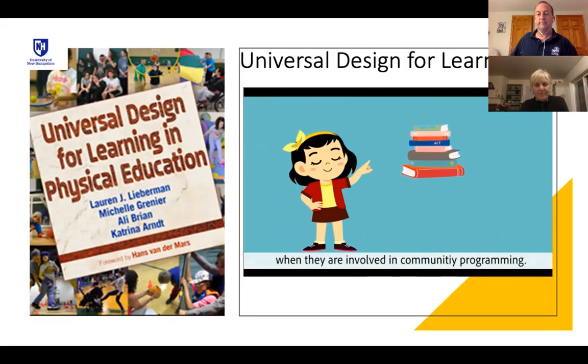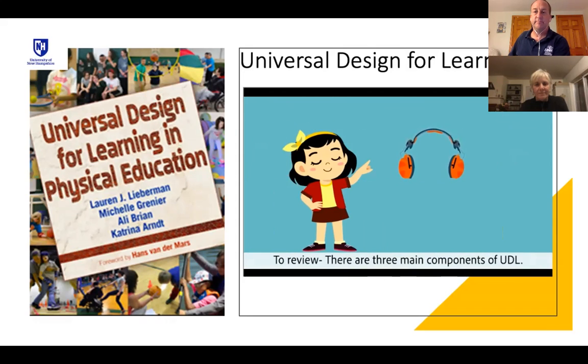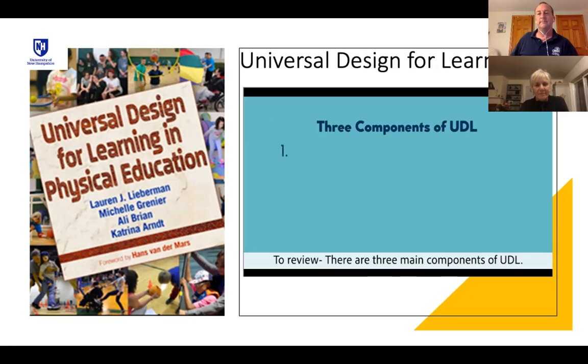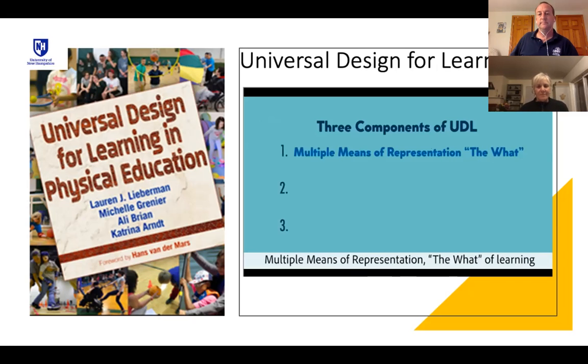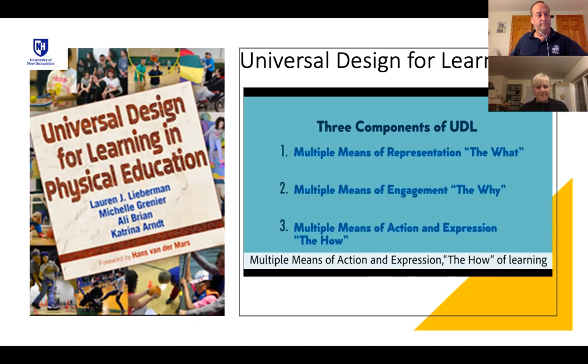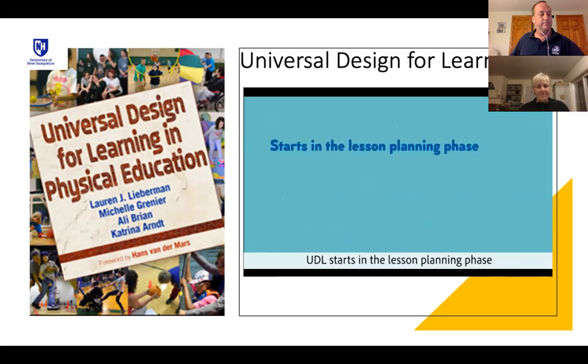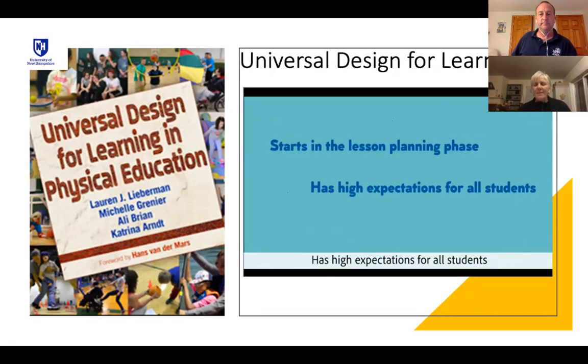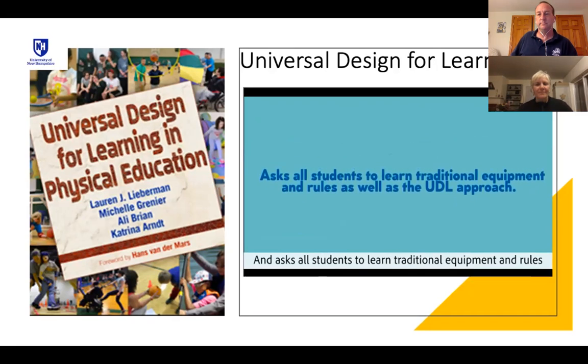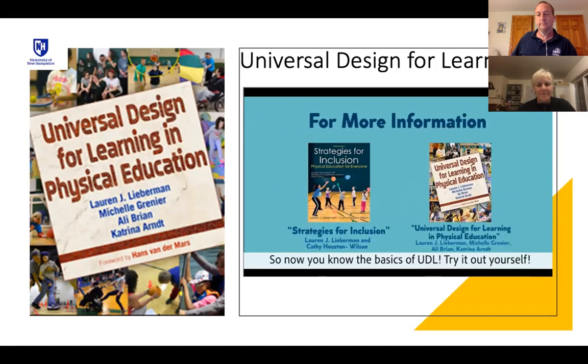involved in community programming. To review, there are three main components of UDL: multiple means of representation, the what of learning; multiple means of engagement, the why of learning; multiple means of action and expression, the how of learning. UDL starts in the lesson planning phase, has high expectations for all students, and asks all students to learn traditional equipment and rules as well as the UDL approach. So now you know the basics of UDL. Try it out yourself.